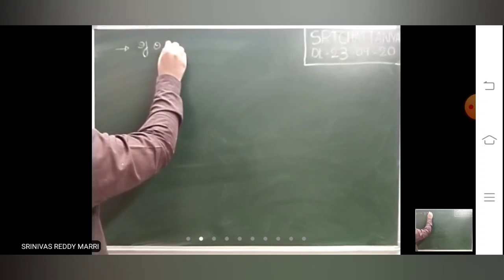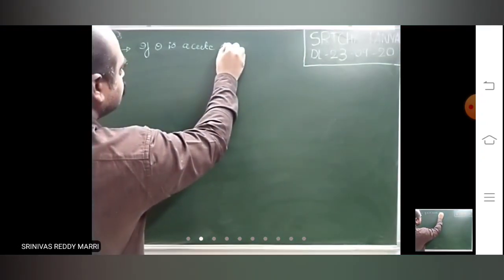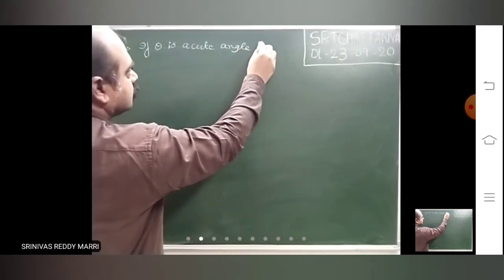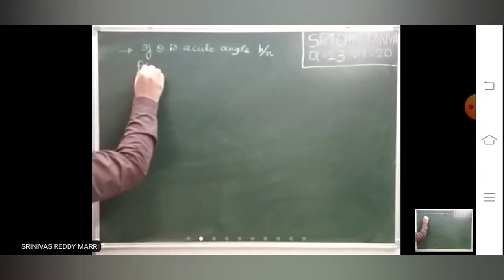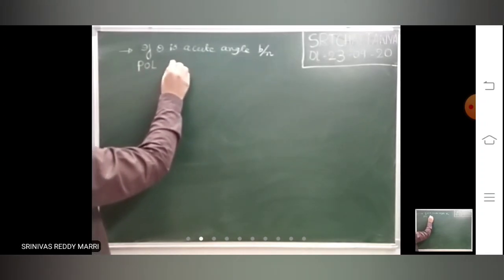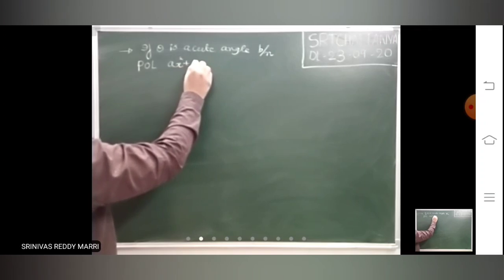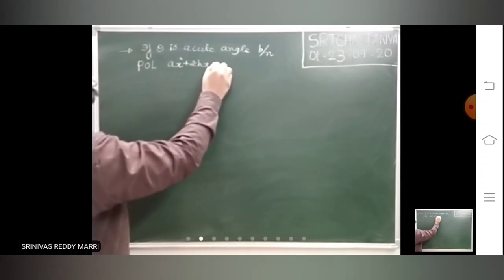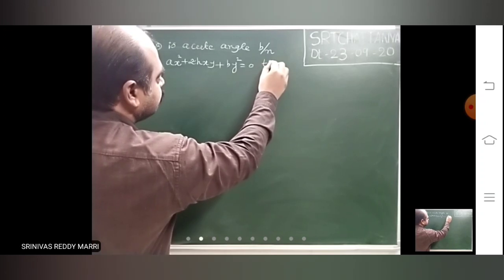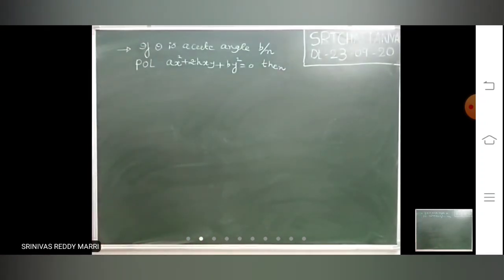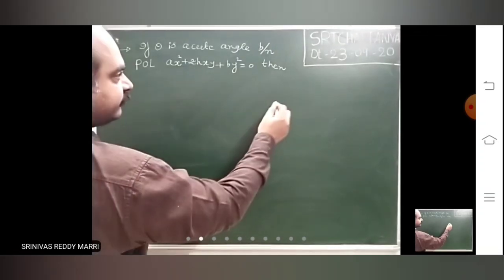If theta is the acute angle between the pair of lines ax square plus 2hxy plus by square equal to 0, then, to calculate it, these are a pair of lines.